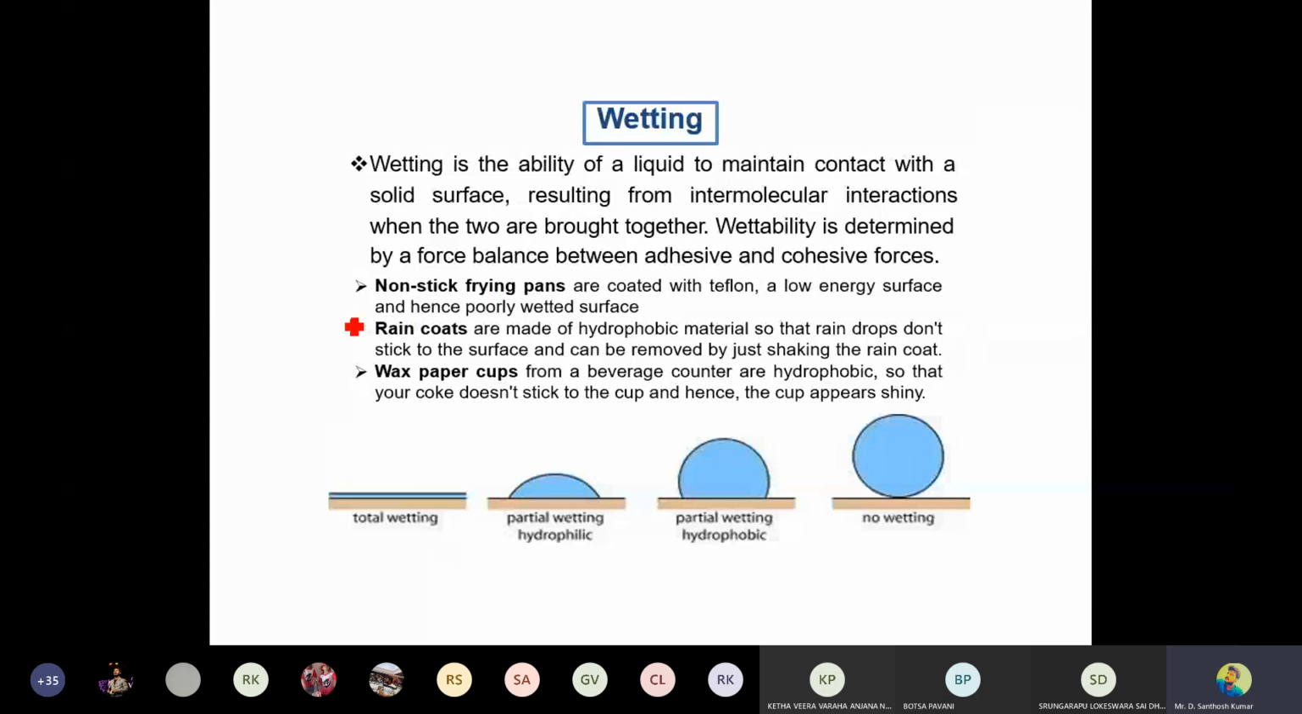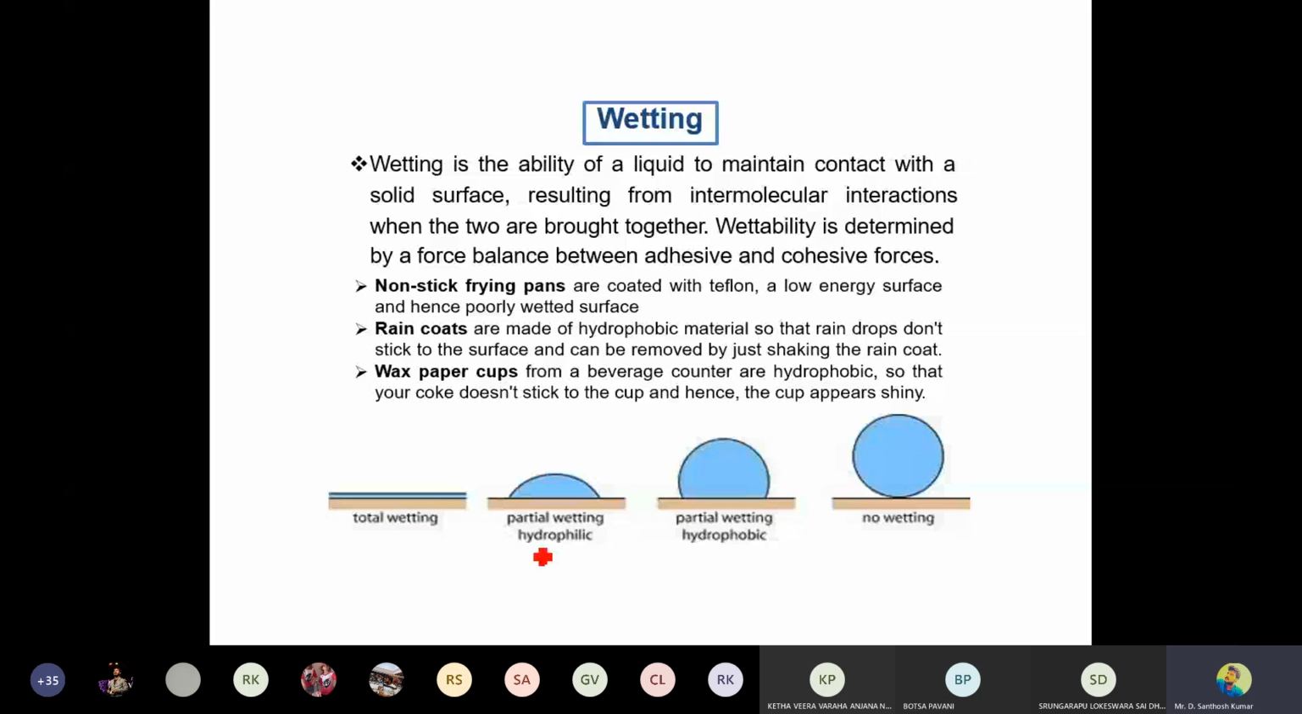Okay, and we'll talk about wetting. Wetting is one kind of physical property. I think everyone knows about wetting. I already explained this particular wetting. Wetting is nothing but the ability of a liquid to maintain contact with a solid surface. And here you can see your liquid maintains a good contact with the surface. So this is the total wetting.